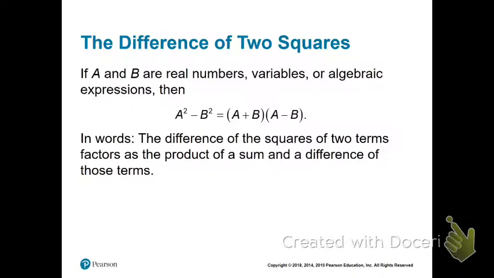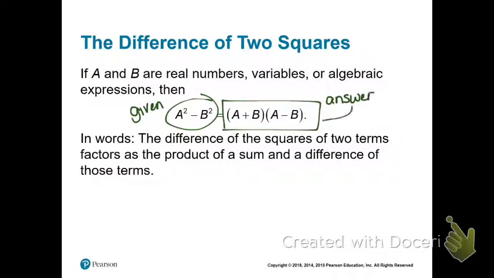So the difference of two squares says if a and b are real numbers, variables, or algebraic expressions, then a squared minus b squared is equal to a plus b times a minus b. This right here is going to be given. This is going to be your problem, and over here is going to be your answer. This is the solution that you're going to give me.